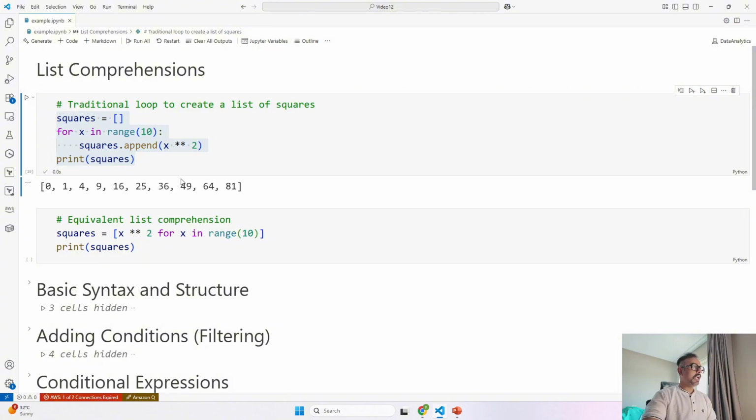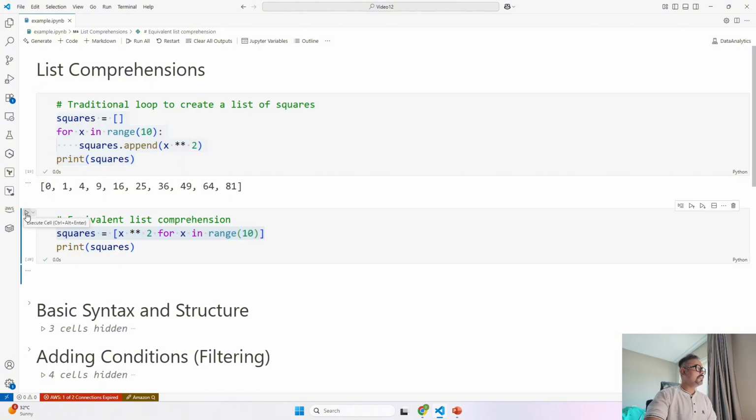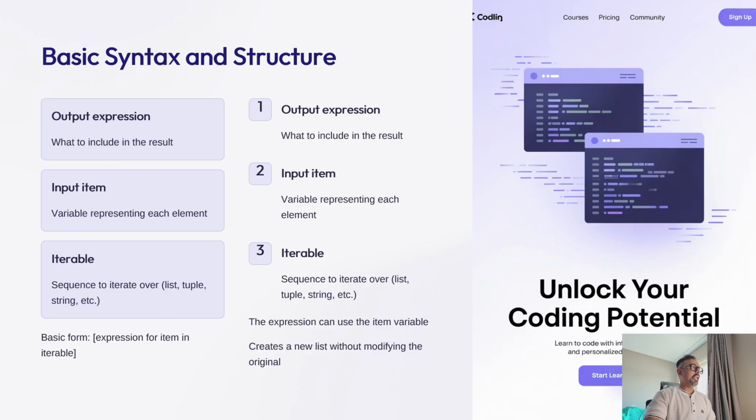Okay, that is now the same code, guys, in one line. See, the entire loop in one line. That is the beauty of list comprehension. If I go ahead and run this, you will see that we have the same output. That's how it is so powerful. Now, let's go ahead and understand the basic syntax and structure.